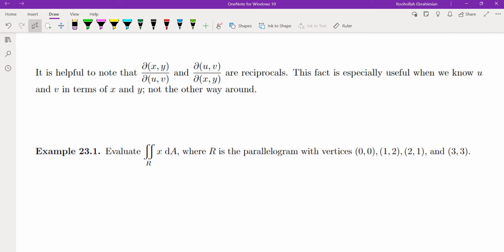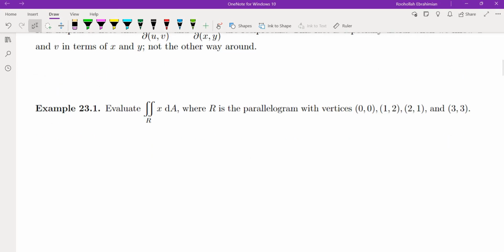One other thing that could be helpful is that the Jacobian of xy relative to uv and the Jacobian of uv relative to xy are reciprocals of each other. So sometimes that helps us in calculation. So now let's look at a few examples.